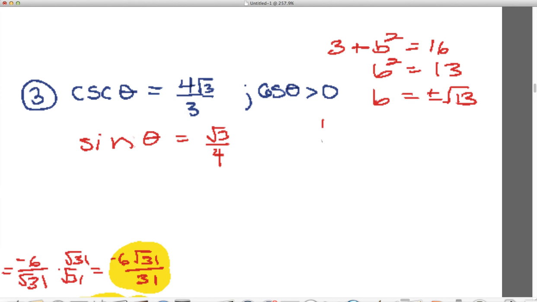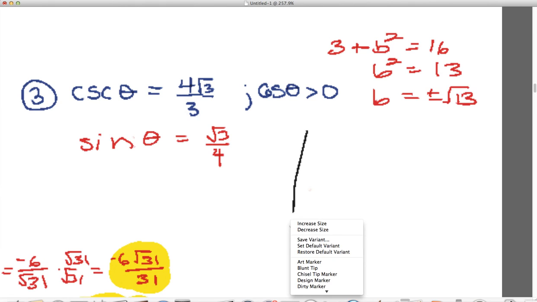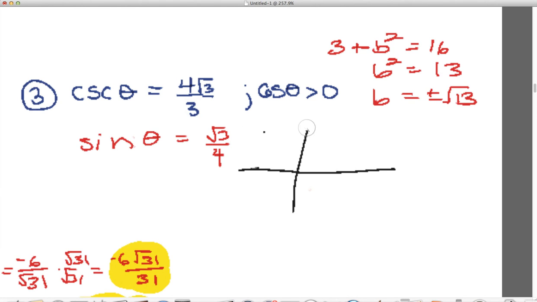Again, we need to figure out what quadrant we're in. So in this case, we know cosecant is positive in that one and in that one, and cosine is positive in that one and that one. Is that right? So sine on top, cosine. Yep. So we're in the first quadrant, it looks like. So in this case, in the first quadrant, they can both be positive. That's supposed to be a straight axis right there. Let's try that again.